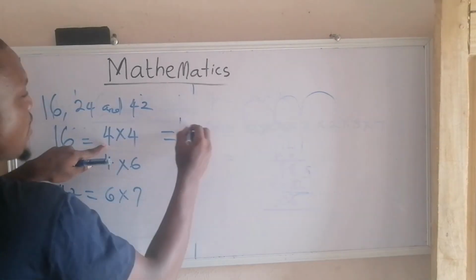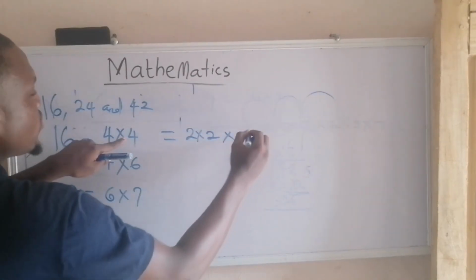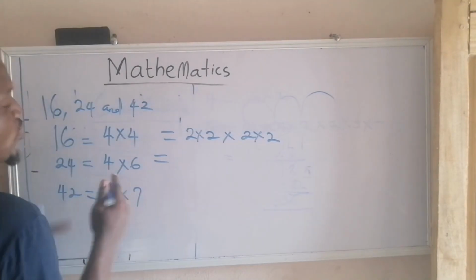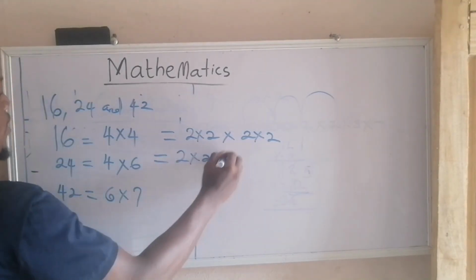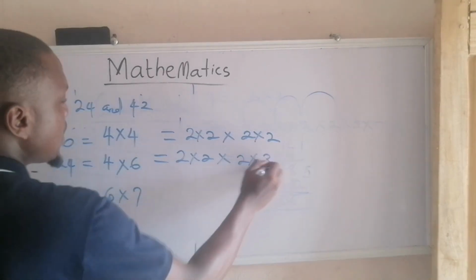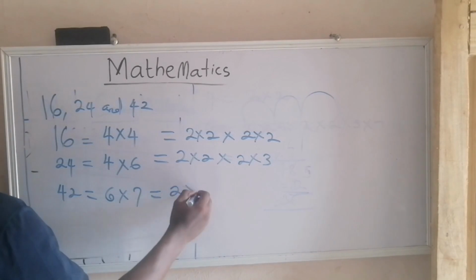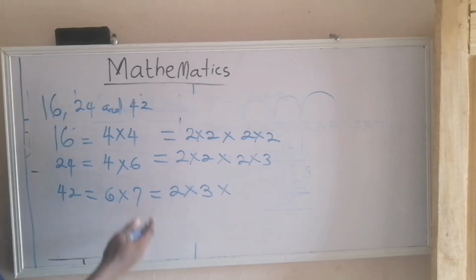So what times 4 to give you 4? That will be 2 times 2. Then you go to 2 times 2. You've done that. If you look at 4, what times 4 to give you 4? Because 4 is not a prime, that will be 2 times 2. Then what about 6? That will be 2 times 3. Now, if you look at this one, 6. 2 times 3 will give you 6. You don't need to multiply because 6 is already a prime number.